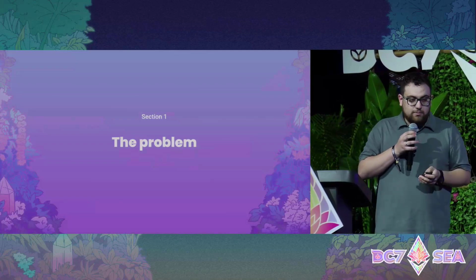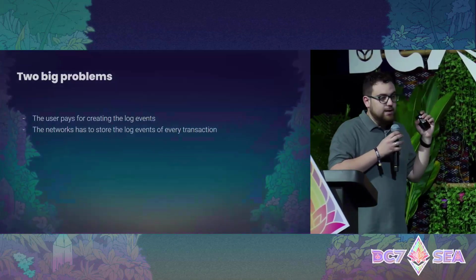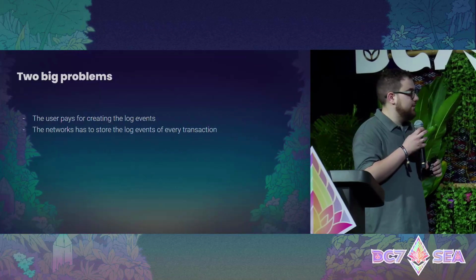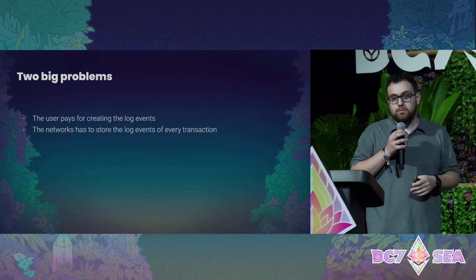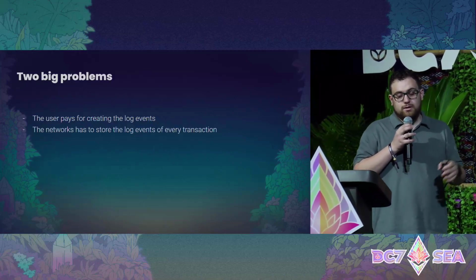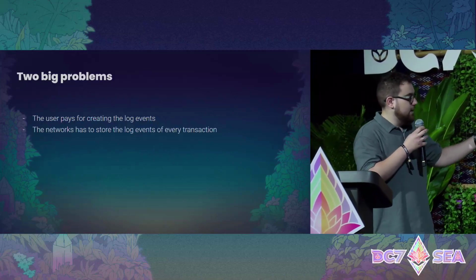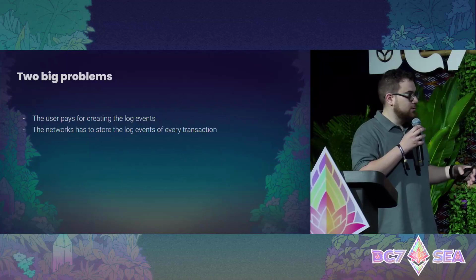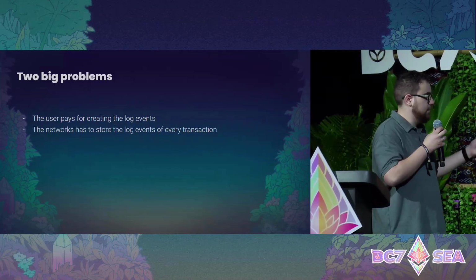So what is the problem with them? There are two big complaints that the community has about them. One is that the user has to pay for emitting logs. So every time the contract emits information, the user pays for it. And the network as a whole needs to store this information in the database.